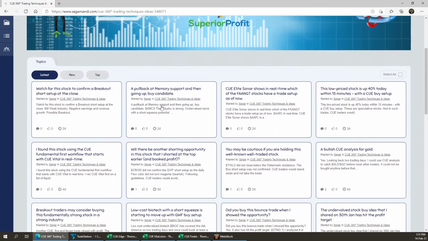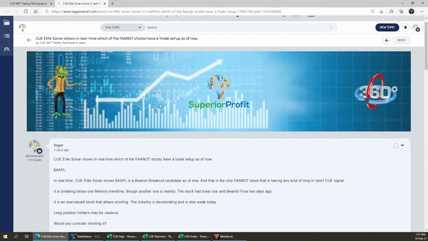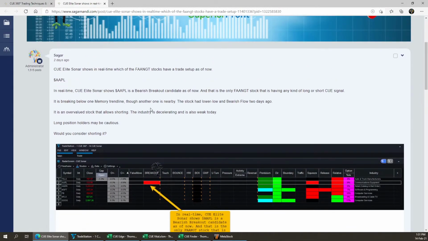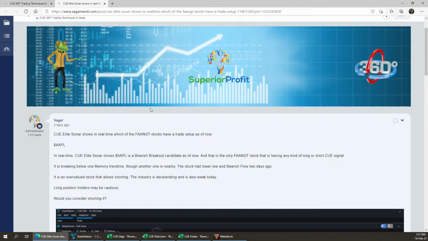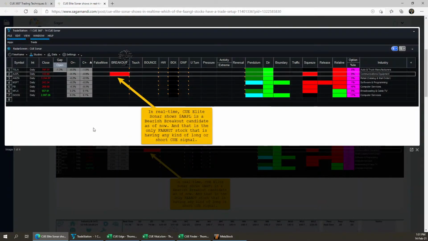Let's look at another idea that I shared, Apple. And I didn't say it was a shorting opportunity. I wanted to share it as a Q technique application. I keep an eye on the mega cap FANG stocks, and on Friday I saw that of all the FANG stocks, only Apple gave a signal, and that was a bearish breakout signal. This was using real time, not at market close.